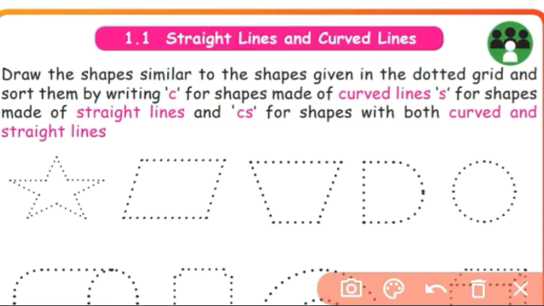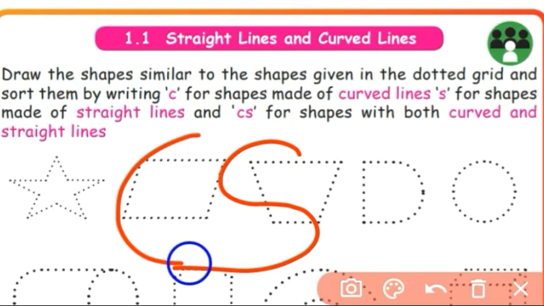Draw the shapes similar to the shapes given in the dotted grid and sort them by writing C for shape made of curved lines, S for shape made of straight lines and CS for shapes with both curved and straight lines. Some pictures are given here. You have to draw through the dotted line of this picture. If the picture is made of curved line, you have to write here C. Suppose the shape is made with straight line, you have to write S. Suppose the shapes with both curved and straight line, you have to write CS.